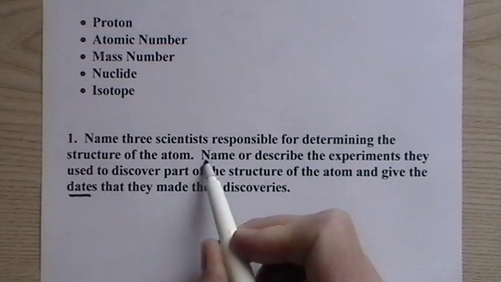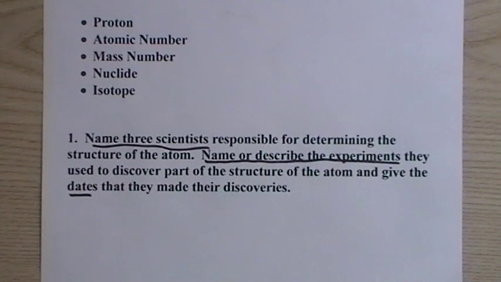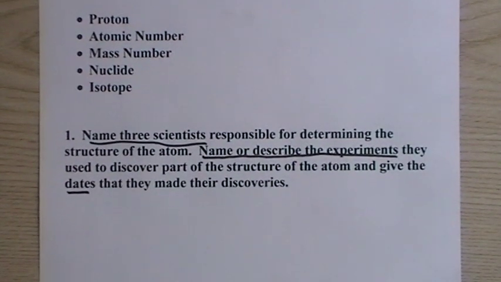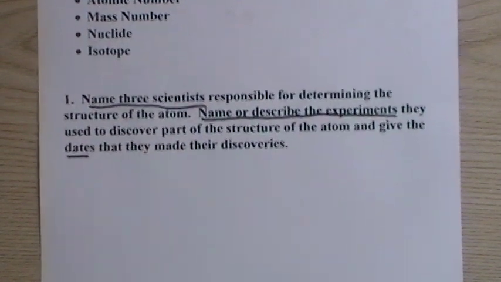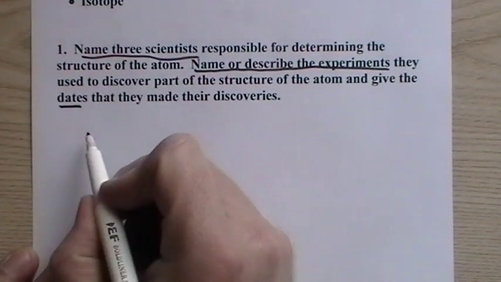So we have the dates. Need the name of the experiment. Name the 3 scientists. So these are right out of the book. There are other people who were involved in determining the structure of the atom, but these are 3 very important scientists. So let's just put them in chronological order.